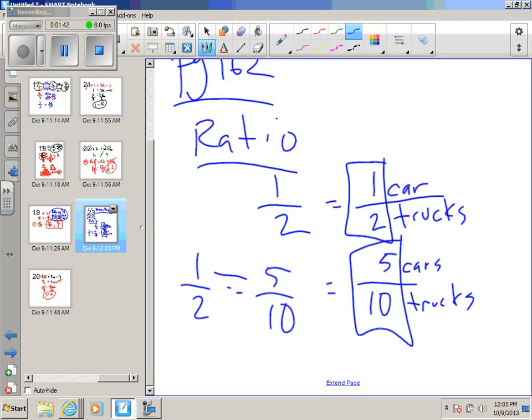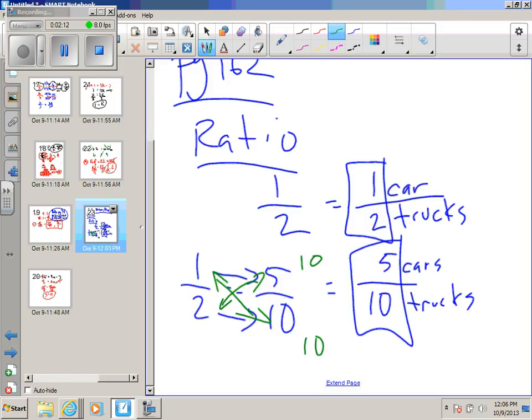Or I could look for a relationship. 1 times 5 is 5. 2 times 5 is 10. That works. What else? Something called cross products. Cross products means multiply diagonally. 1 times 10, 2 times 5. Are they the same? They are proportional. Very good. All right. So when we talk about ratios and proportions, that's what we're referring to.